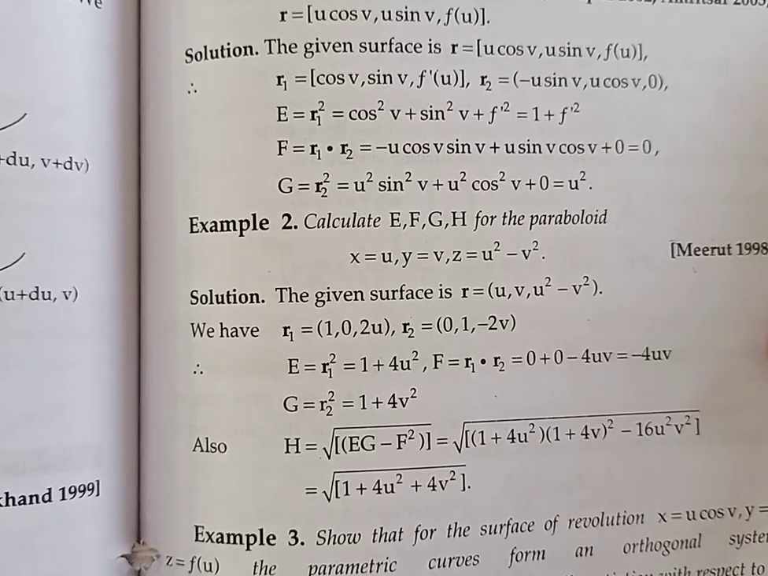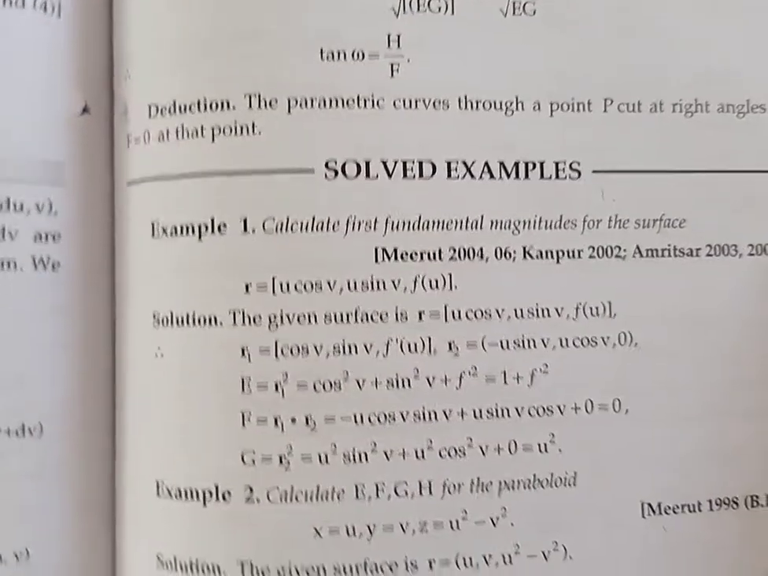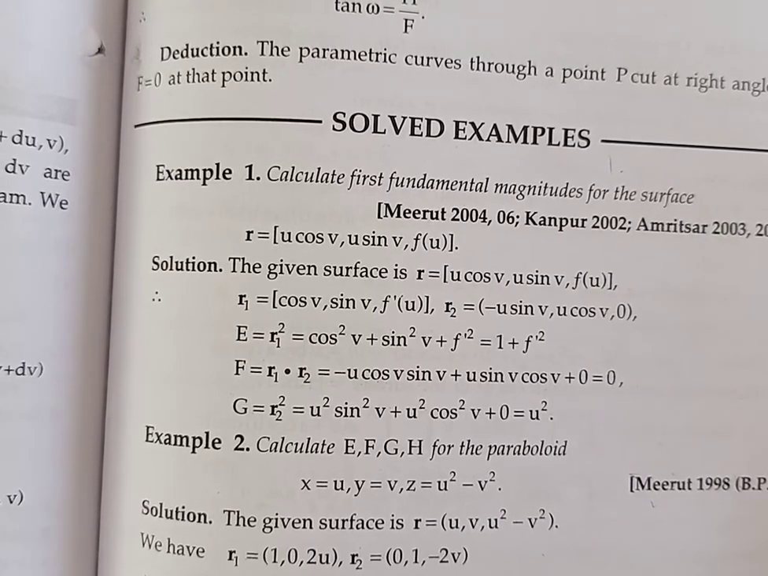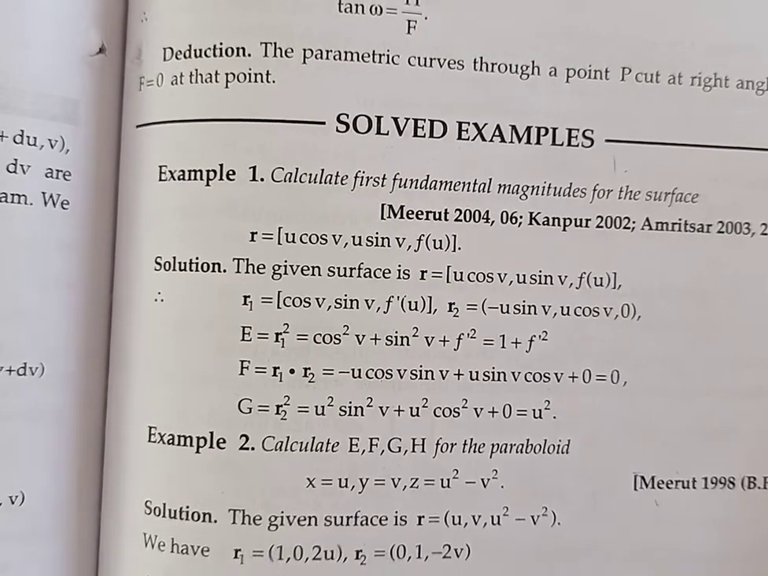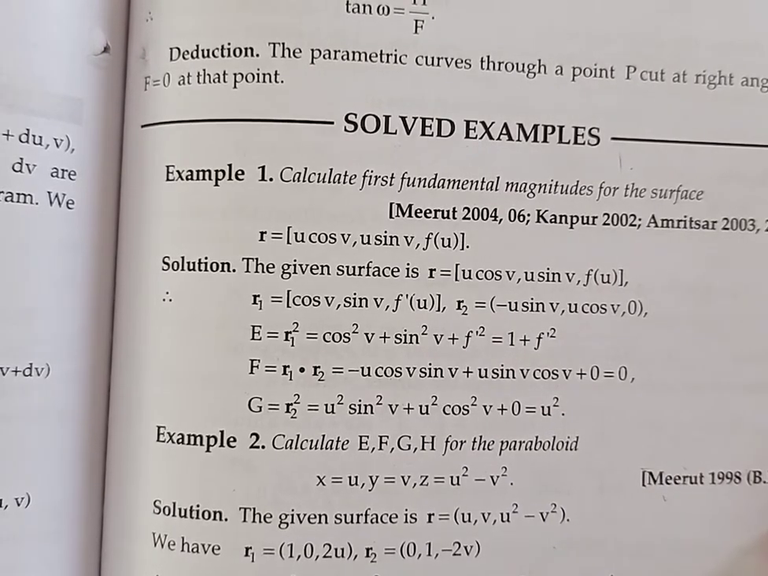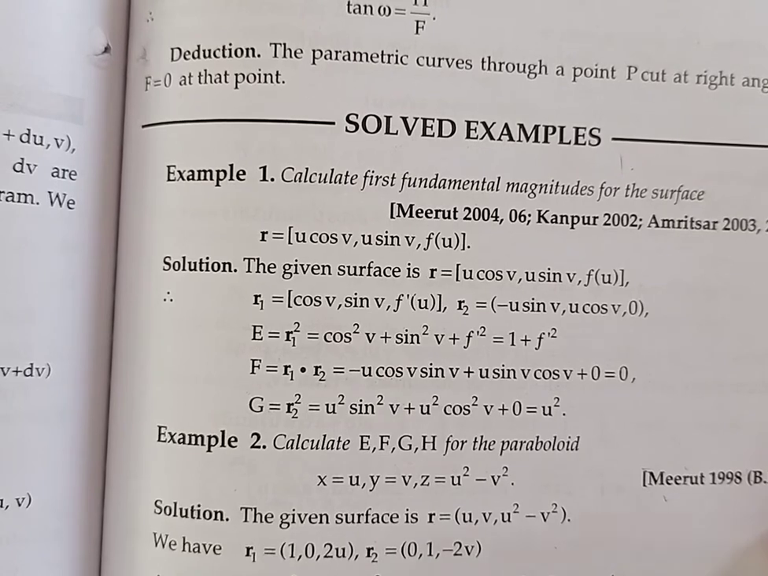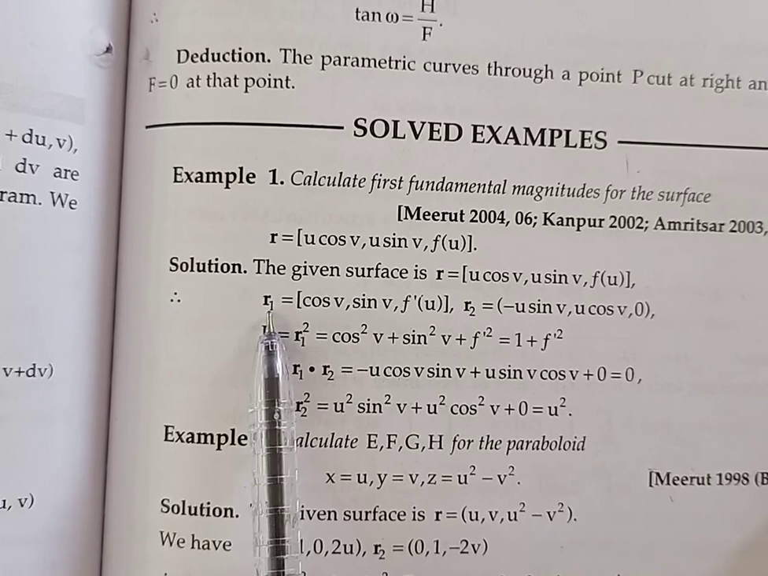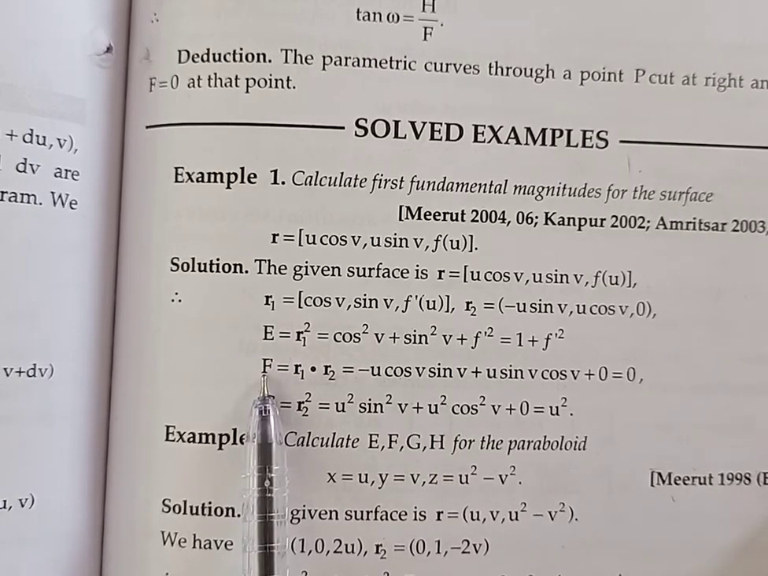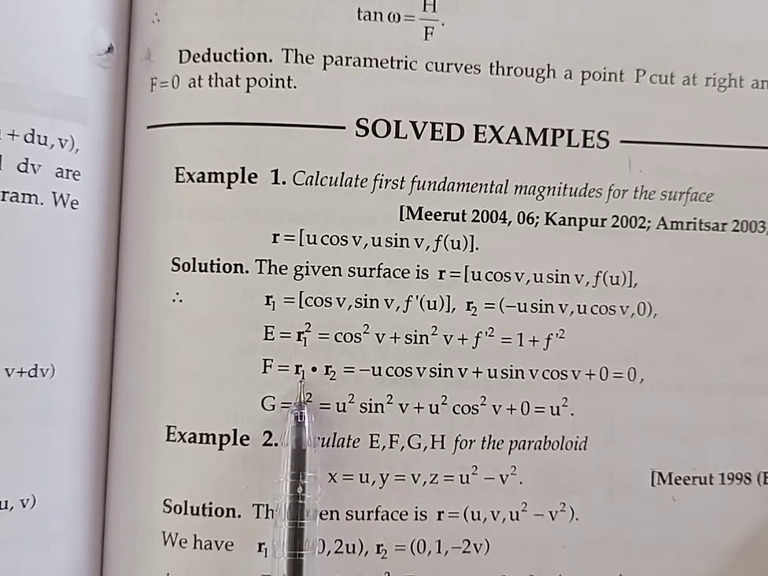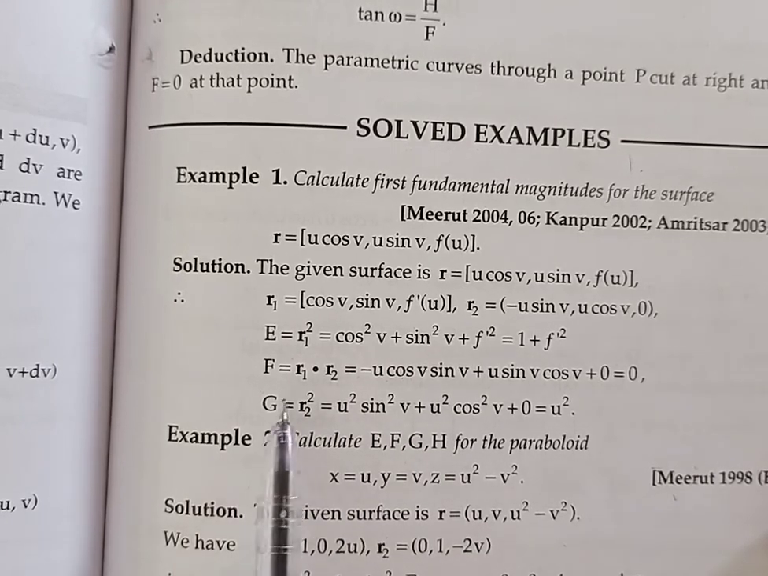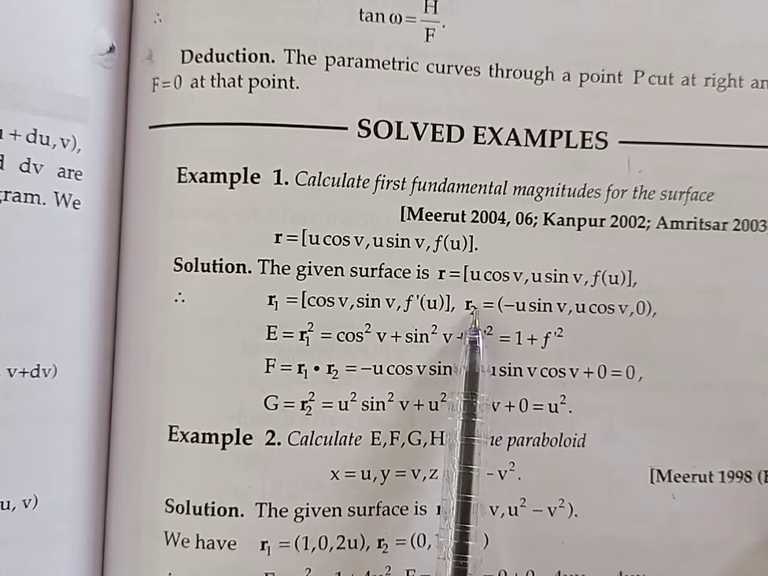Good morning, students. Today we will discuss the examples based on the first fundamental magnitudes. As we already discussed, the fundamental magnitudes are E, F and G, where E is given by the dot product of vector R1 with itself, and F is given by the dot product of vector R1 with vector R2, and G is given by the dot product of vector R2 with itself.